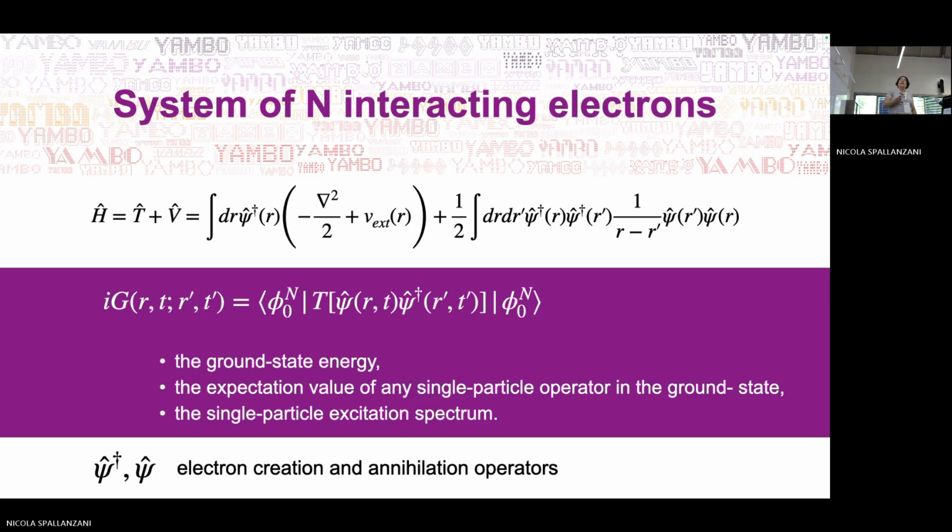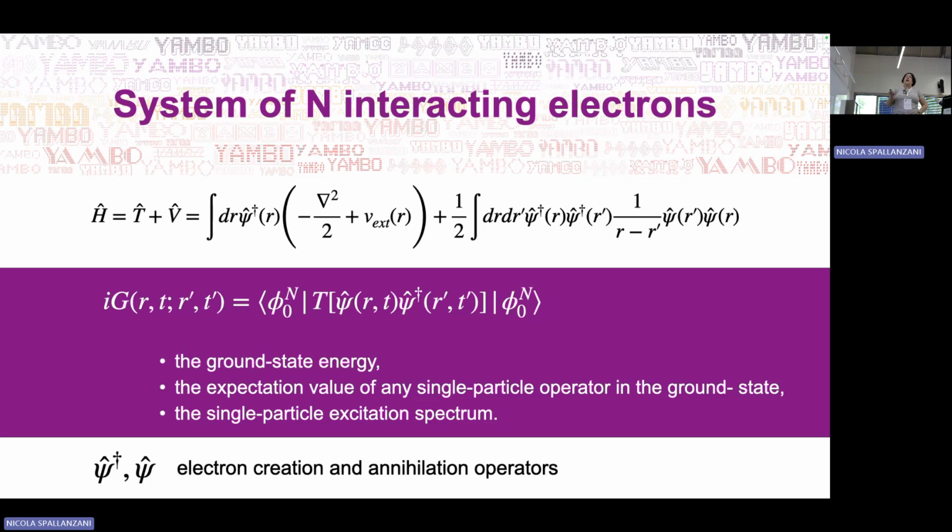Okay, so let's start from a system of n interacting electrons. And we have this Hamiltonian that we can separate in several terms. We have, for instance, a kinetic energy, an interaction with an external potential that can be due, for example, to the ions in a crystal. And then we have our electrons that interact through the Coulomb potential. And this is the two-body interaction that gives us a bit of trouble when trying to solve this system.